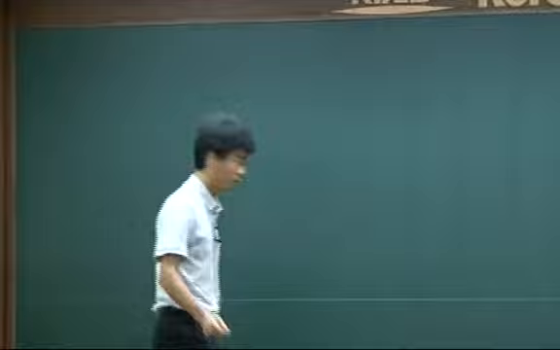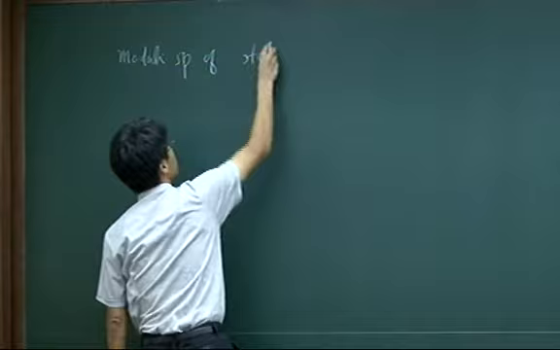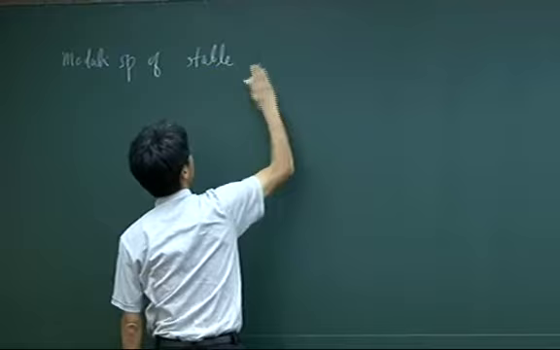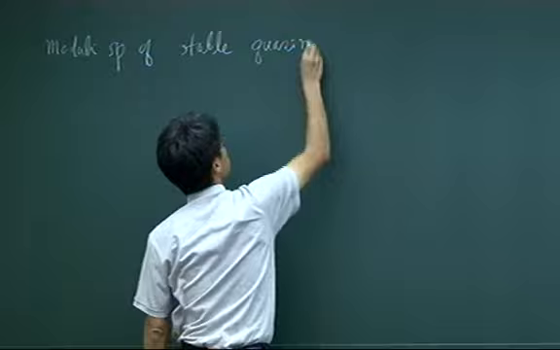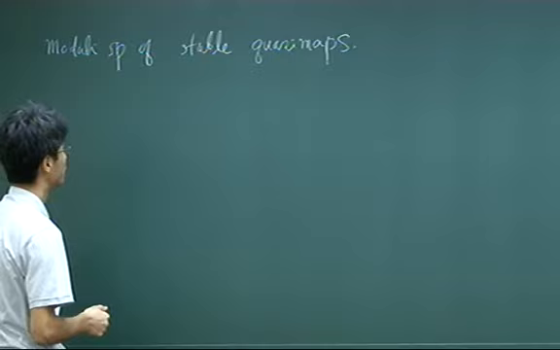My title. Talk is [about] the moduli space of stable quasimaps. People are giving constructions of that one. I'd like to give some other compactifications, which you know very well.